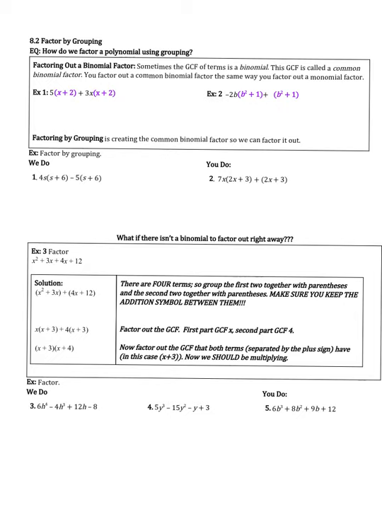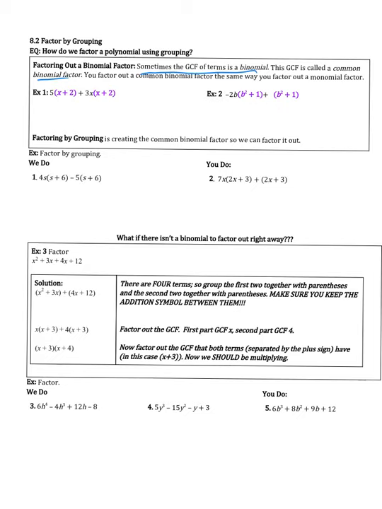So the first thing we're going to do is look at what happens if the greatest common factor is actually a binomial. And remember, a binomial is a polynomial that has two terms. So sometimes our greatest common factor isn't just a number or a monomial. The greatest common factor is a binomial.